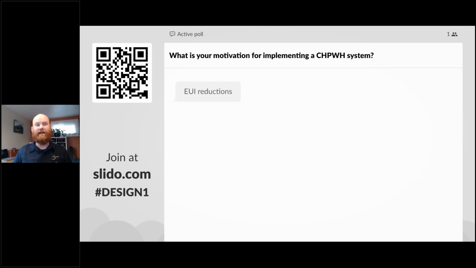EUI reductions, absolutely. It's a fantastic way to really drive that EUI down, or energy use intensity, the amount of energy we use over a year divided by the square footage of our building conditioned area. Reduce greenhouse gas emissions on building stock, yes.